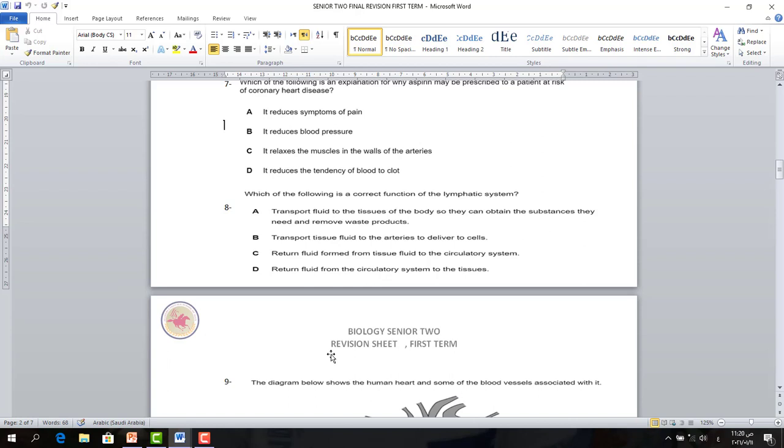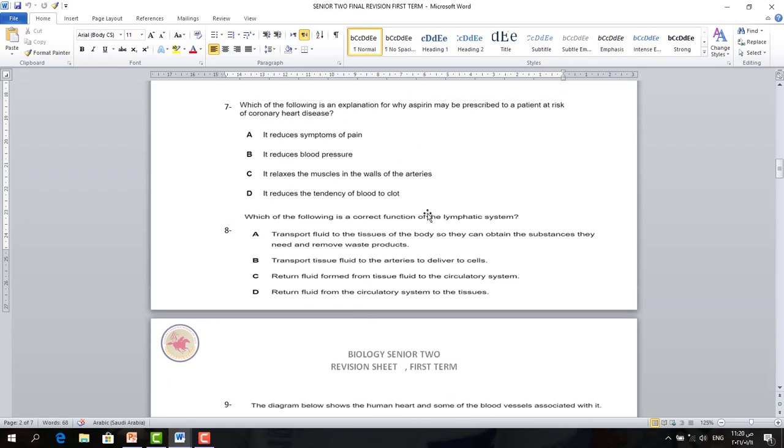Which of the following is the reason why aspirin may be prescribed to a patient at risk of coronary? The meaning of coronary is clotting or coagulation in heart disease. Reduce symptoms of pain, reduce blood pressure, relax muscle, reduce the tendency of blood clot. Yes, D.